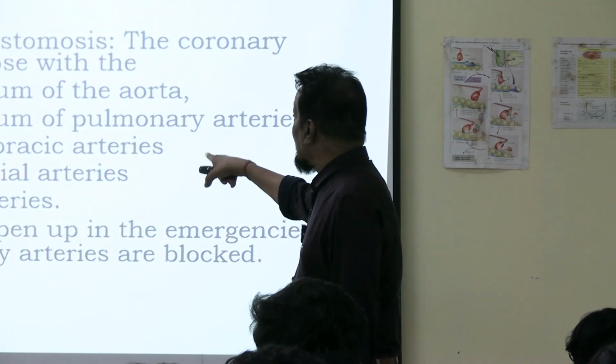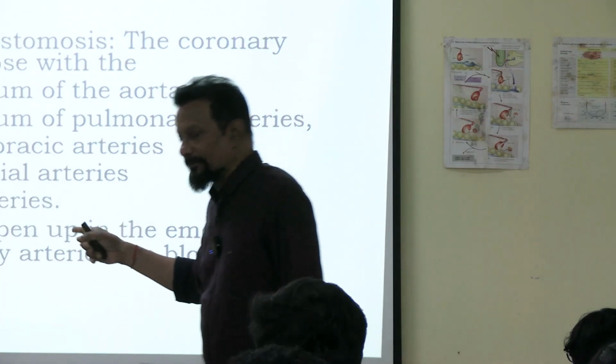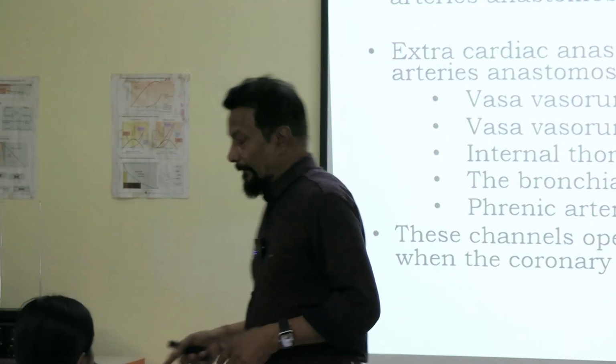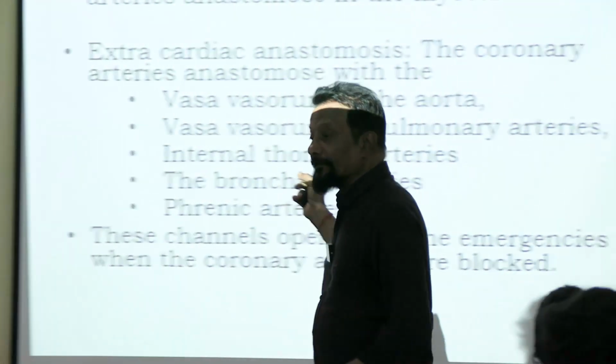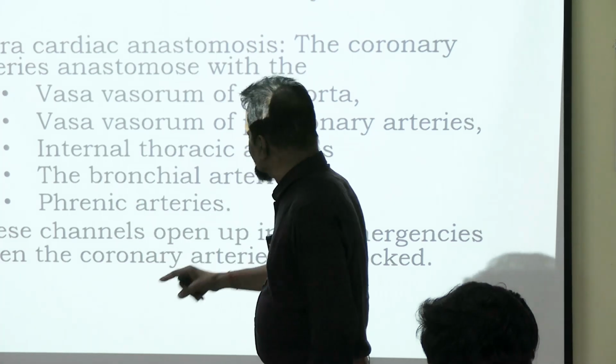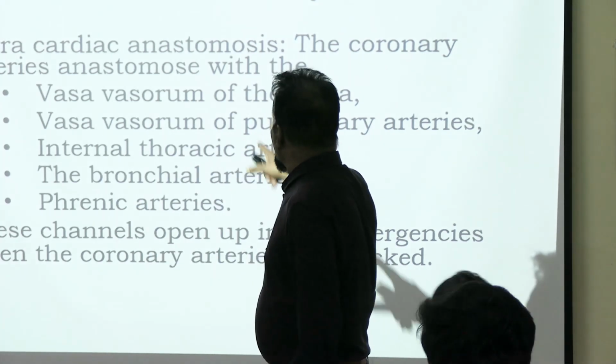It may have bronchial arteries, phrenic arteries. You know what is phrenic artery? This artery supplies your diaphragm. Okay, so they can also give collaterals to the coronary arteries. Internal thoracic artery, vasa vasorum.